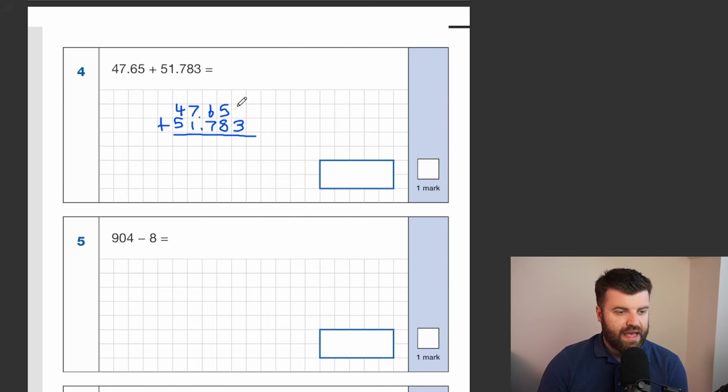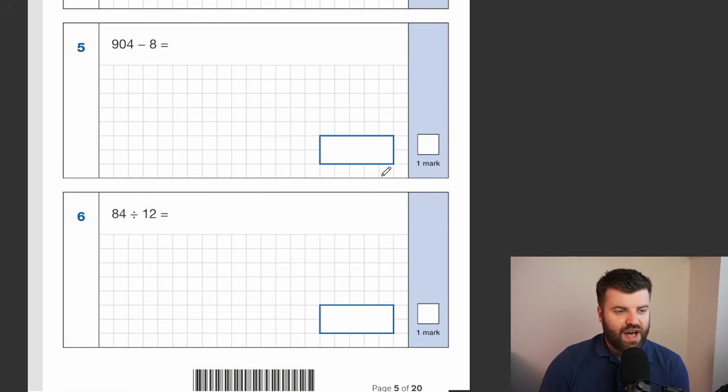So as long as we match these up nicely and put them in the right place value column, we should get the right answer. Nothing plus 3 is 3. 5 plus 8 is 13. So whack the 1 down. 6 plus 7 is 13, plus the 1 is 14. Don't forget your decimal comes down. 7 plus 1 plus 1 is 9, and 5 plus 4 is 9. So copying this answer in super carefully, we get 99.433.